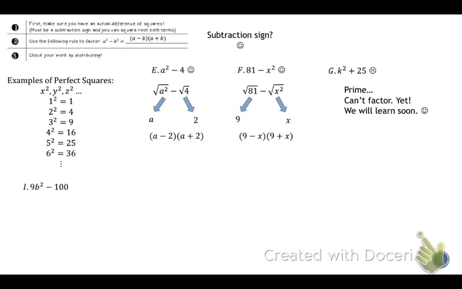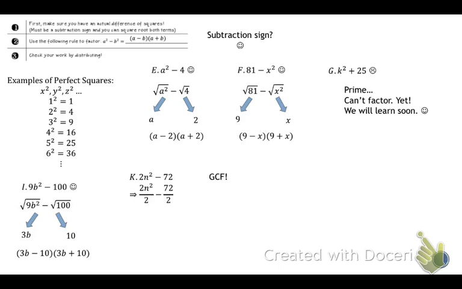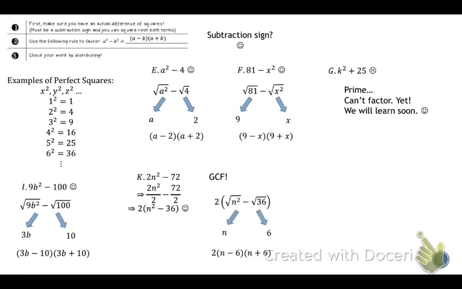This one, 9b squared minus 100, square root both, 3b and 10, so that's 3b minus 10 and 3b plus 10. This one, there is a GCF that we can take out first. So see how 2 goes into both of those? Let's take that out. So you get 2 times n squared minus 36. Now we can square root those. You get n and 6, so that's 2, n minus 6, n plus 6. Make sure you don't lose that 2. Anytime you take a GCF out, you have to keep it on the outside. Do not lose your GCF.